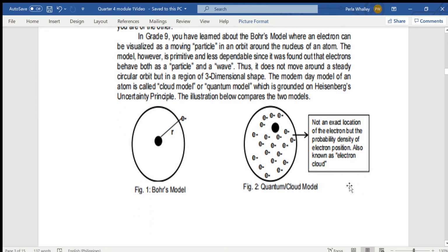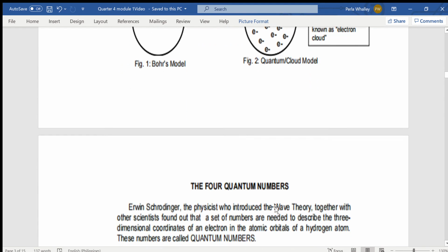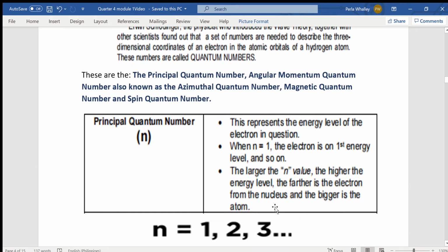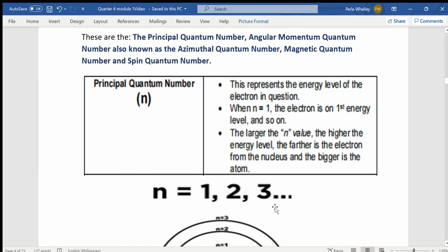We have the Bohr's model of the atom and the modern-day model of an atom, which is called the quantum cloud model. The quantum cloud model is the basis of the quantum numbers we are discussing today. So we have four quantum numbers. These are the principal quantum number, the angular momentum quantum number, also known as the azimuthal quantum number, magnetic quantum number, and spin quantum number.